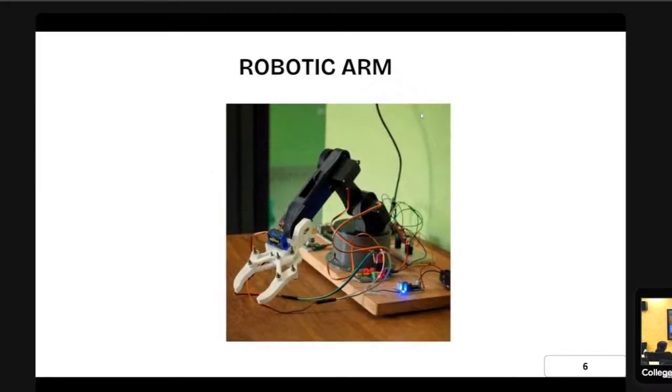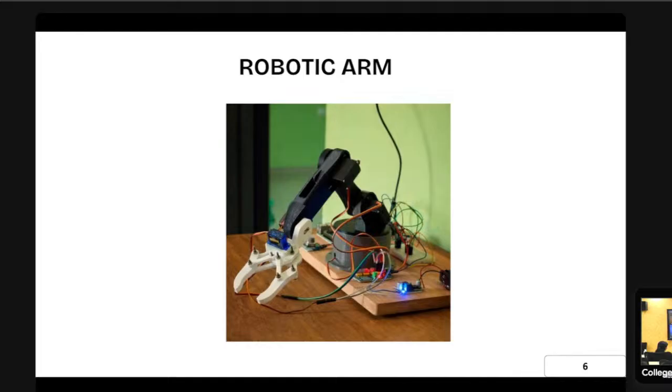This is how our robotic arm looks. Here, we can see that it consists of the base, shoulder, elbow, wrist, and gripper joints. Each joint is actuated using an individual servo motor to enable precise angular positioning. All these servo motors are controlled using the PCA9685 16-channel PWM driver, which is integrated with the Raspberry Pi through I2C communication.